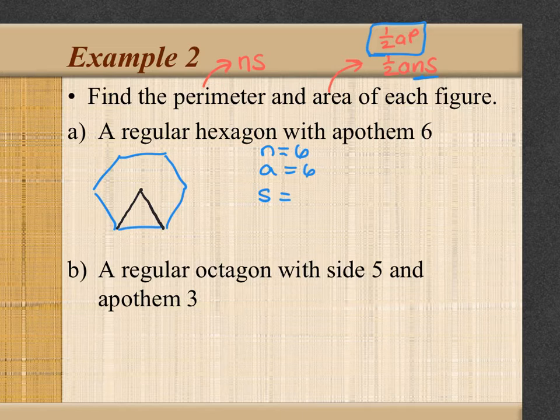You with me so far? Now, the piece of information I know about this is that, oh sorry, I don't know the radius yet, okay? I only know the number of sides is 6. I don't know the length of sides. I do know the apothem is 6.